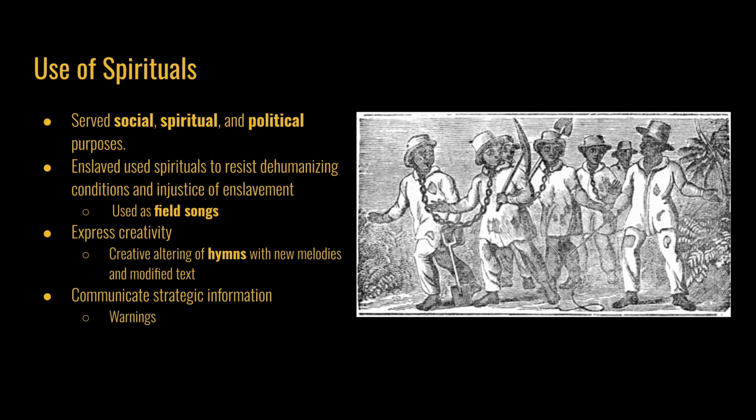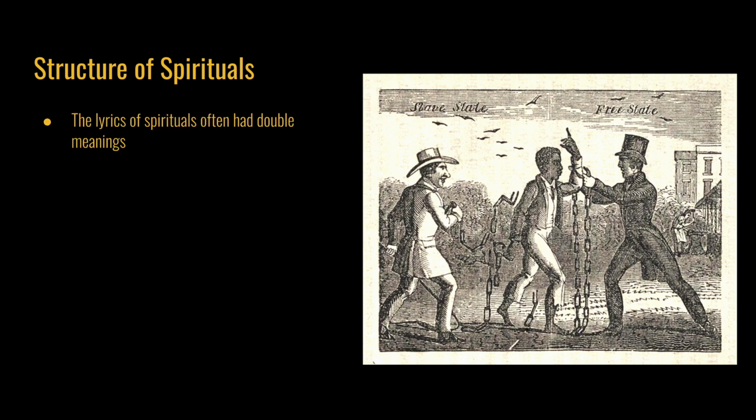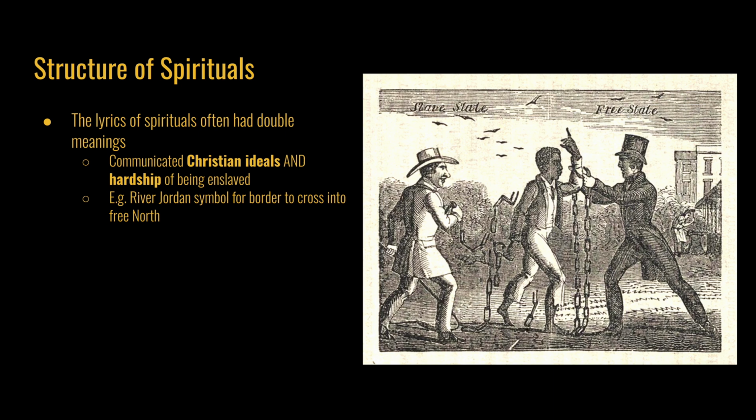Additionally, spirituals were used to communicate strategic information, such as plans to run away, warnings of an enslaver approaching, and methods of escape from a plantation to the north. Often, the lyrics of spirituals had double meanings, communicating both Christian ideals and the hardships of being enslaved. For example, the common theme of crossing the River Jordan symbolized crossing into free territory in the north. It also symbolized freedom from sin and slavery.